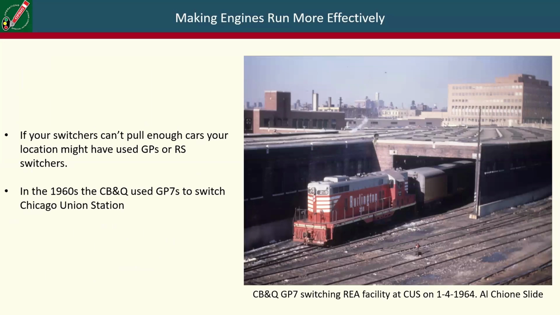So this is just a photo I used to show that larger engines such as Jeeps and RSs were used in coach yards sometimes. So this is just photo proof of a Jeep 7 being used at Chicago Union Station at the REA facility. So if your switchers don't have enough pulling power, you might prototypically be able to use larger engines such as Jeep 7s or Jeep 9s or something.